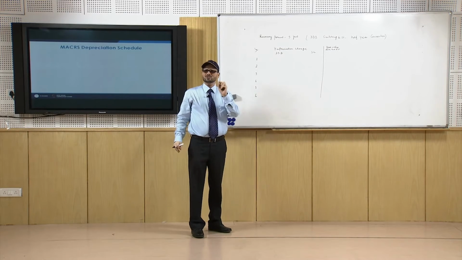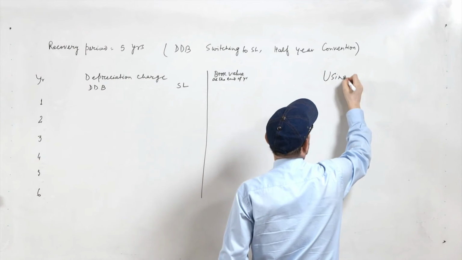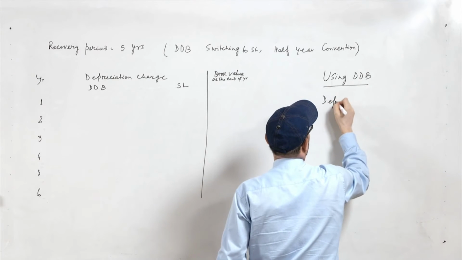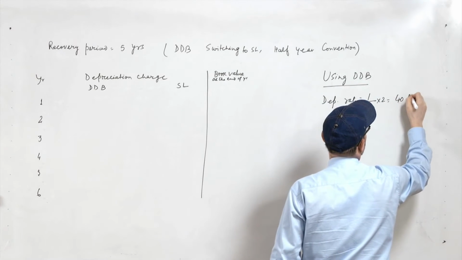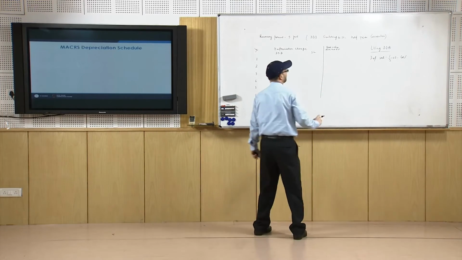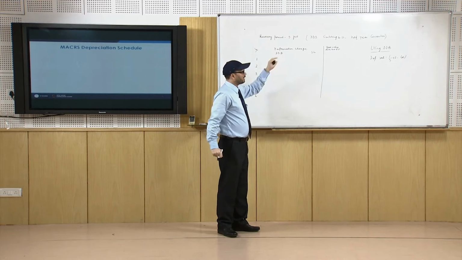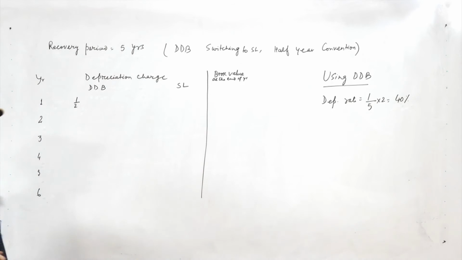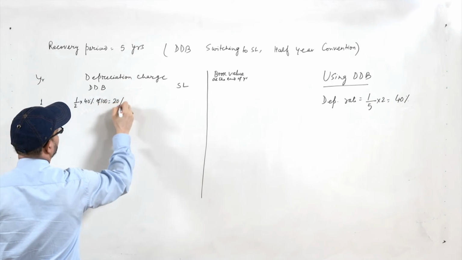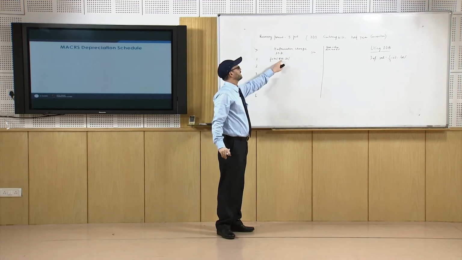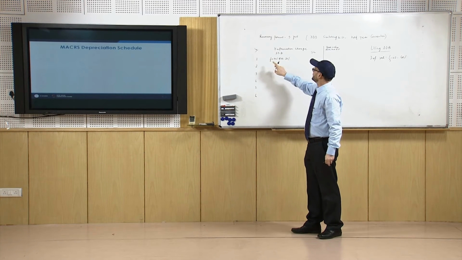During the first year, since the half year convention is used, using DDB the depreciation rate will be 1 by 5 into 2, so it is 40%. If you take the amount as 100%, using DDB you get half, since it is the half year convention. So half into 40% of 100 is 20%. Basically we are taking 100 as the first cost of the asset. So 20% is the depreciation charge under the DDB method.